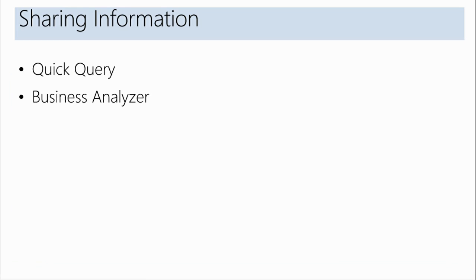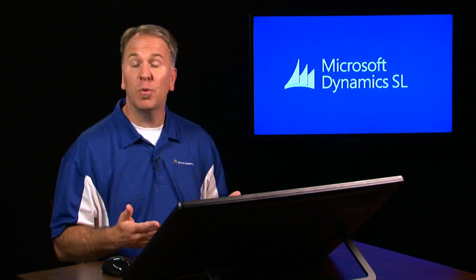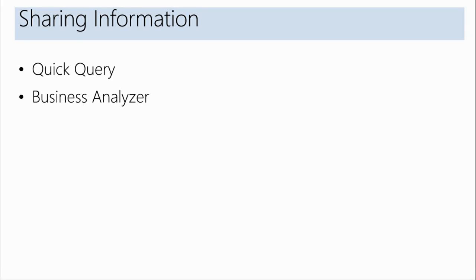Now, another area around Microsoft Dynamics SL is how do we allow you to share information? Of course, we've got screens inside of Dynamics SL where we can make sure the people who need them can get access rights to them. But you might say, I'm not really interested in pushing data outside, and how do I share information with other people inside my company? We'll talk real briefly about just two of the options that you have inside of Microsoft Dynamics SL. The two that we're going to talk about here are our Quick Query and our Business Analyzer feature.